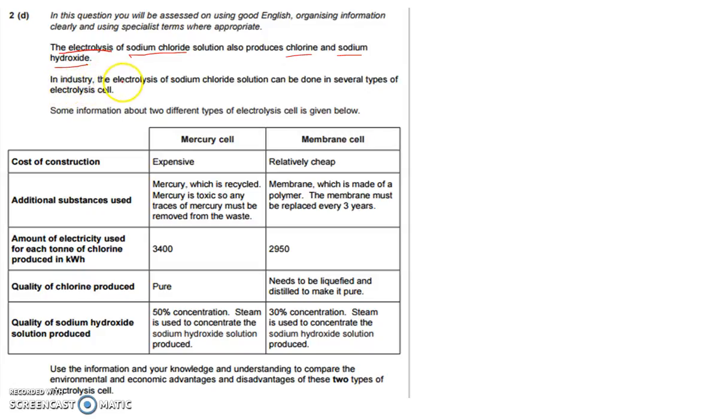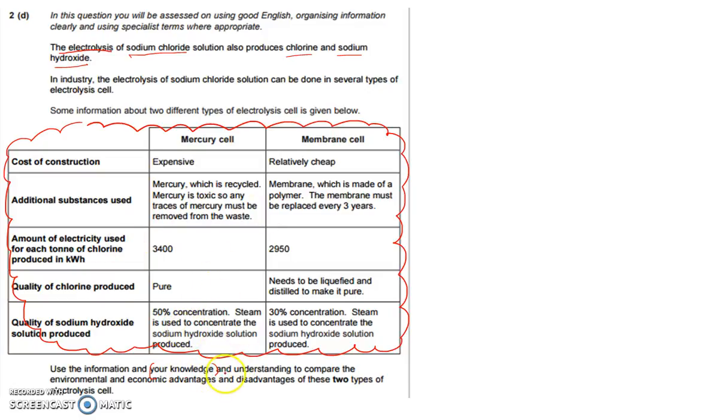In industry, the electrolysis of sodium chloride solution can be done in several different types of electrolysis cells. Some information about the 2 different types of electrolysis cell is given here below. Straight away, you've got to think, right, why have they given me a huge, massive table? The answer obviously is use it. Because look at the bottom. It says use the information and your knowledge. Even if you haven't got a clue about electrolysis, this information will help get you marks.